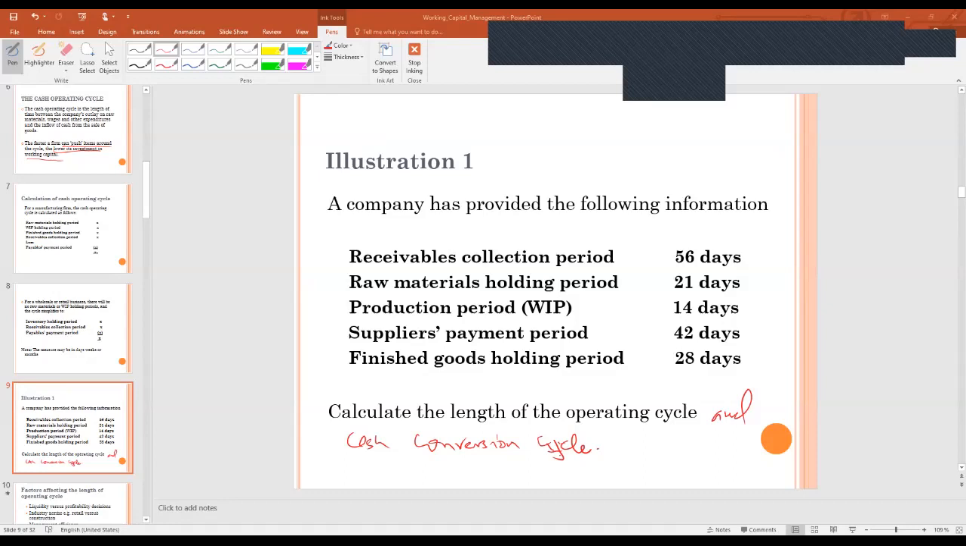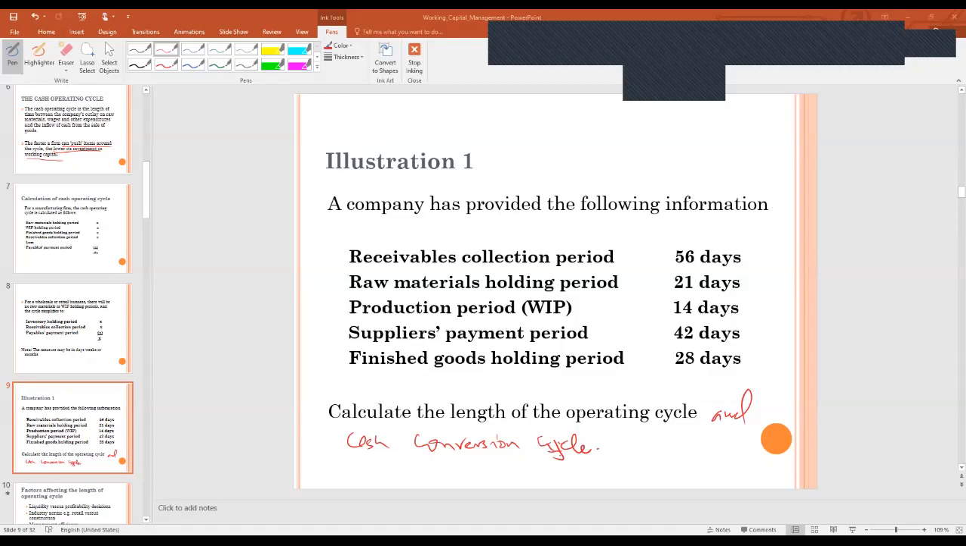I'm getting a different answer. Okay, what do you get? Operating cycle, I'm getting 161 days. Cash conversion cycle 119 days. Okay, there's a difference. Let's do it together. Let's confirm.